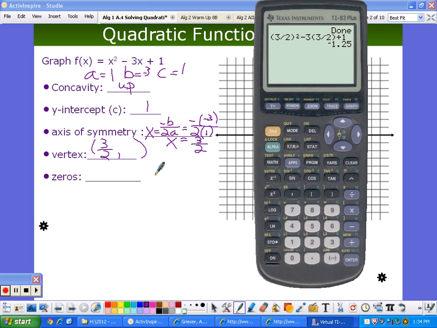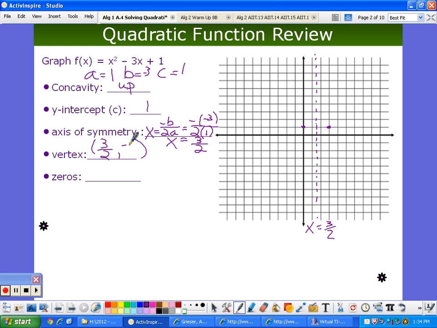However, I see a fraction. I kind of want a fraction. So I'll just turn that number into a fraction by pressing the math button and option 1. And I get -5 over 4. So now fractions match. So I'm going to graph that. I go to the left 3/2, and -5/4 is just a little bit smaller than that -1.